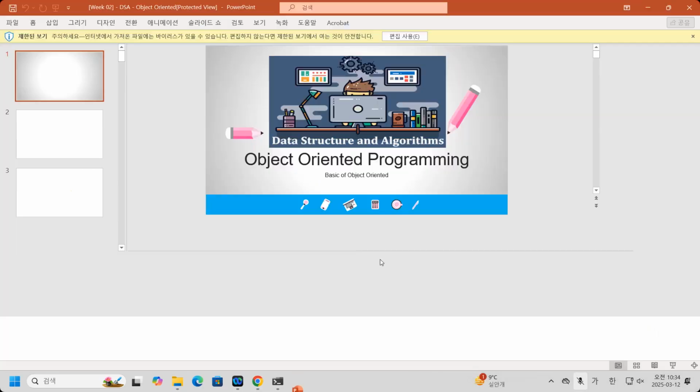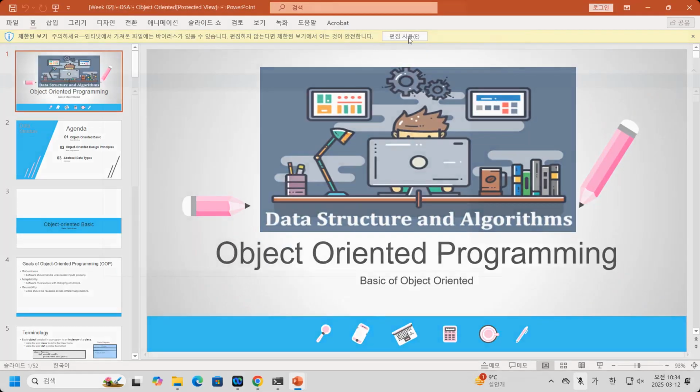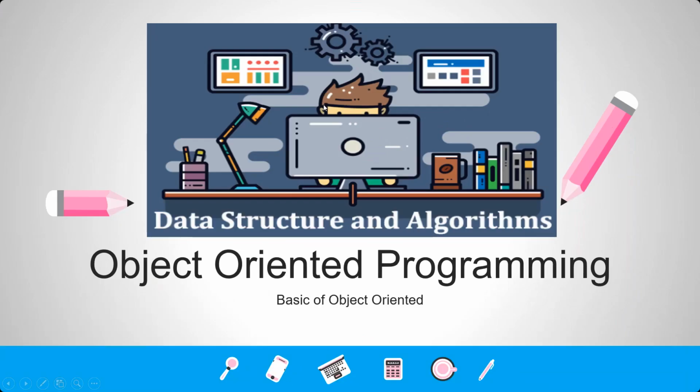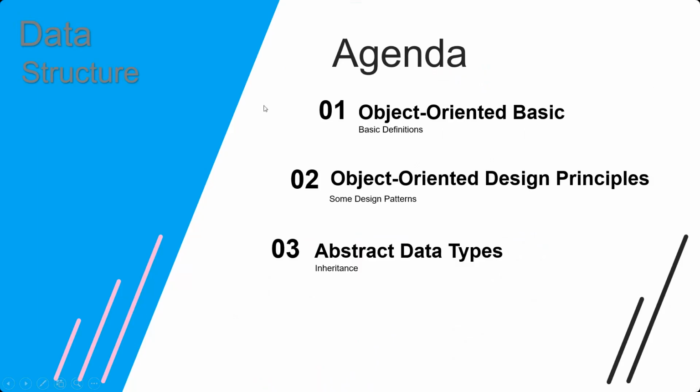Let me continue with the very basic object oriented. So most of the things in our data structure and algorithm class is really about the object oriented. So I separate this one from the basic Python because I think I need to emphasize more how we can do the object oriented well. So in this section, I will teach you what is the object oriented basic and then what is the principles of the object oriented and then what is the abstract data type.